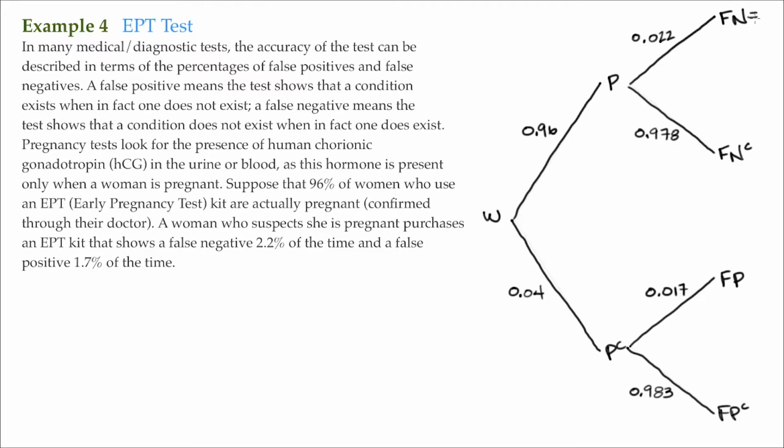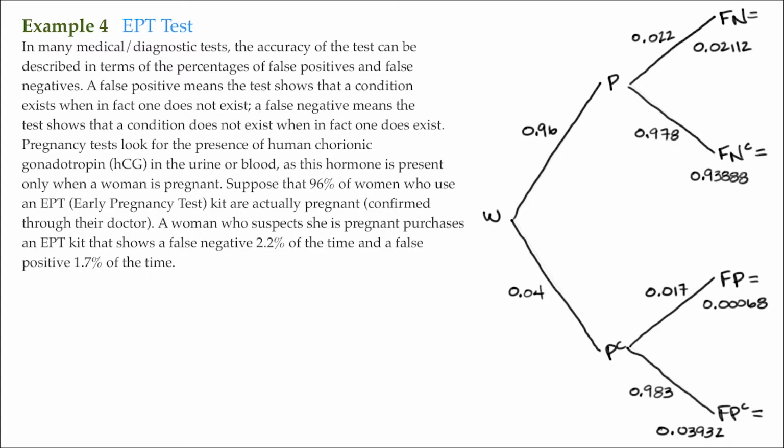Then all I like to do is up here, 0.96 times 0.022. That's 0.02112. For here, 0.96 times 0.978. That's 0.93888. For here, we're going to take the 0.04 times the 0.017. That's 0.00068. And then last for down here, 0.04 times the 0.983. That's 0.03932. So now we have all the probabilities listed.